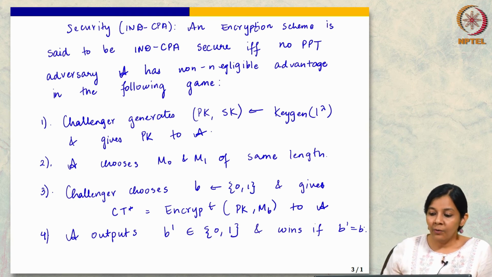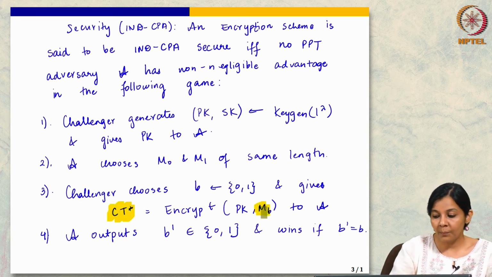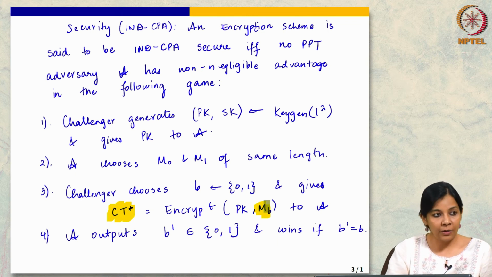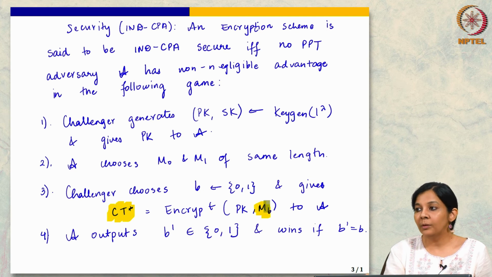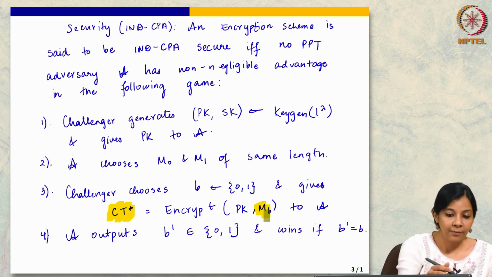I have to figure out this CT star, right? What is this CT star encoding? What is this MB? This is what I have to figure out. So the question is, why can't I myself encrypt both M0 and M1? Anyway, I am in the public key setting. So why can't I encrypt them and then check which one gives me CT star? Why doesn't that work?